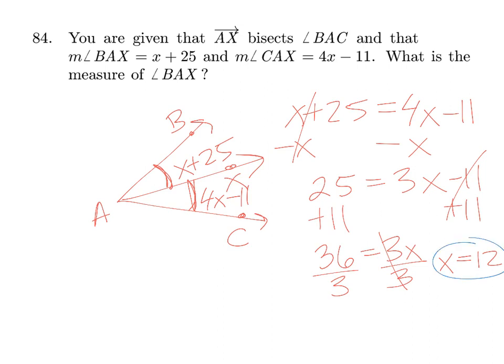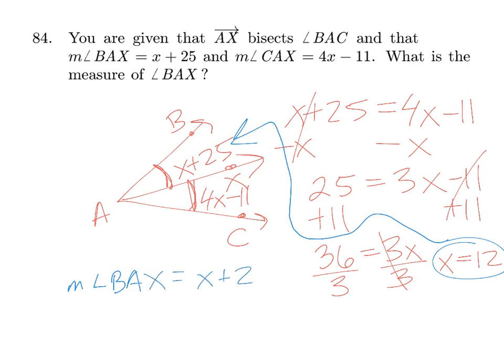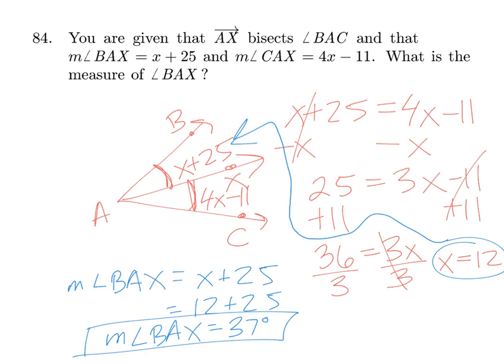I'm going to take that and plug it in here because I want the measurement of BAX. So the measurement of angle BAX is equal to x plus 25. Plug 12 in for x, and so I get the measurement of angle BAX is equal to 37 degrees. Done.